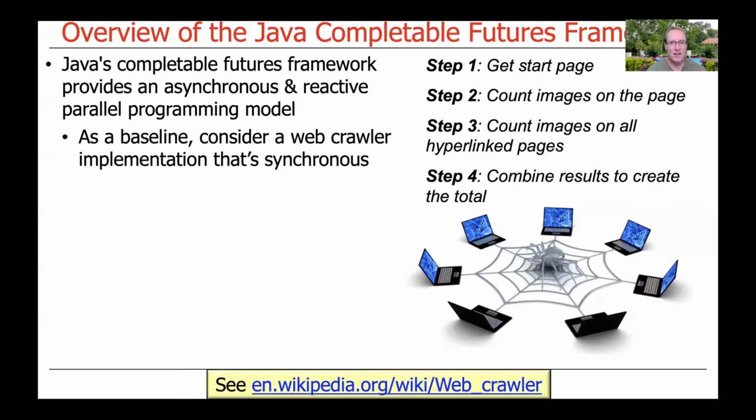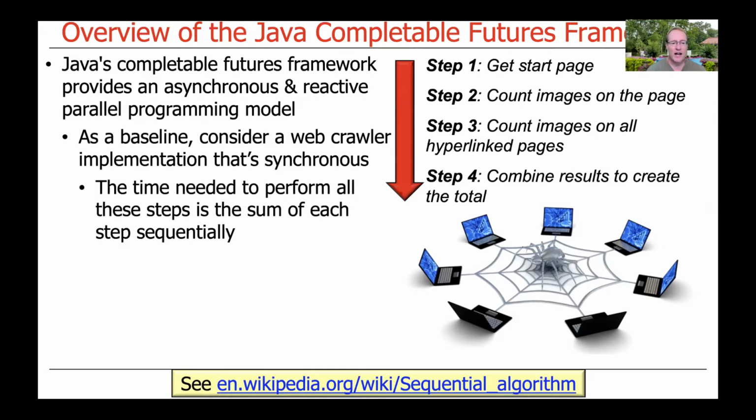So the first step in this synchronous example might be to download the start page, the original HTML page that we're going to use to begin our crawl. And then in step 2, we're going to count all the images on that page. Then in step 3, we're going to count all the images that are reachable via hyperlinks on that page. And then the final step is we're going to combine all the results together to create a total count for the number of images on the page. So those are the 4 steps in an entirely sequential and synchronous implementation.